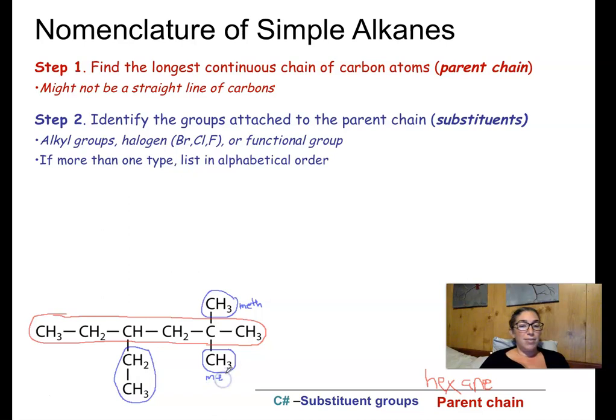So I'm looking back at that table and I'm seeing what these groups are called. And the second one has 2 carbons. So this is an ethyl group. And I'm just going to write E for short right here. All right. So I want to list these different substituents in alphabetical order. Ethyl, E, comes before methyl, M. So I'm going to write ethyl first. And I'm going to leave a space. And I'm going to write methyl here. Methyl.